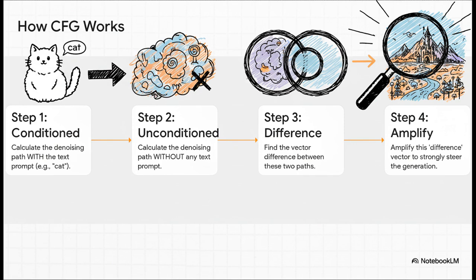So here's how it works. At every single denoising step, the model does two calculations. First, it figures out which way to go based on your prompt, let's say a cat. Second, it figures out which way it would go if you gave it no prompt at all, the most generic average direction. Then, it finds the difference between those two paths. That difference vector is the pure, distilled essence of catness. The model then takes that cat vector, makes it way stronger, and uses it to aggressively steer the whole process.